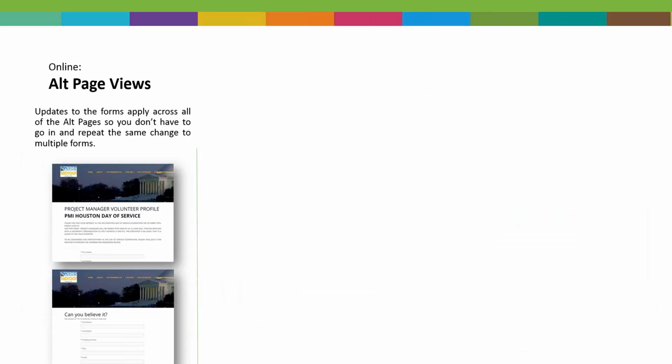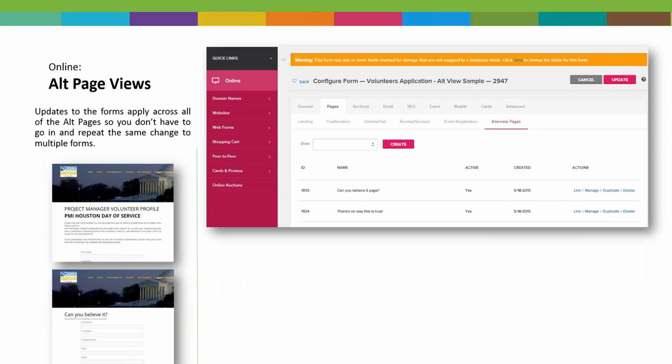So what we're seeing here are two different views, the original Project Manager Volunteer Profile, and then Can You Believe It, which is an alternate page view. To create these alternate page views, you'd go to Configure Form. This should look very familiar. Anybody who's managed forms before knows this interface.